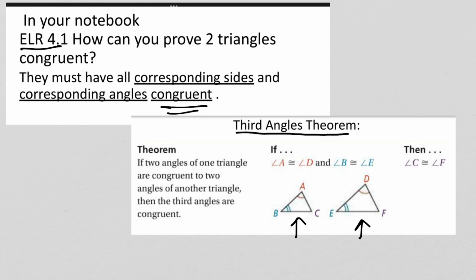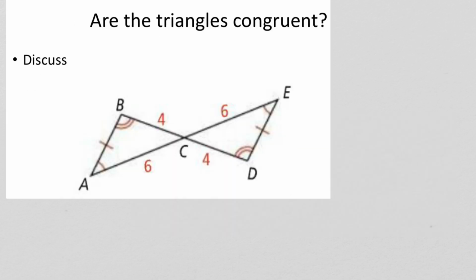All the angles in a triangle add up to 180, and if I know what the sum of those two are, that third angle must be the same. So the third angle theorem is going to be helpful in our proof that we're going to do on the next page. Okay, here is a picture.